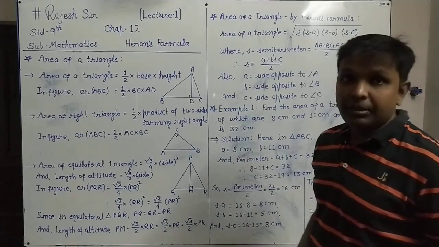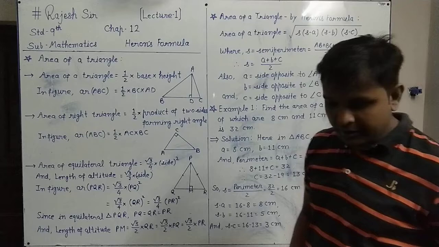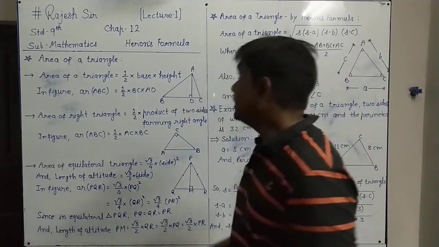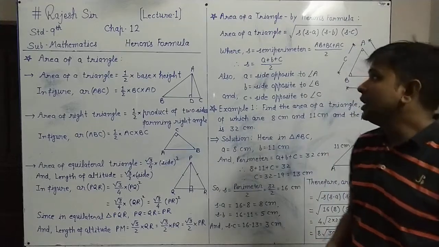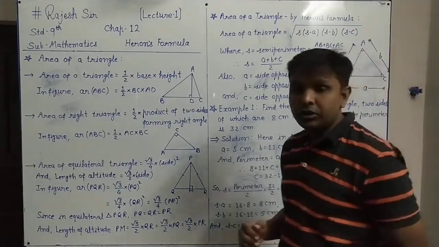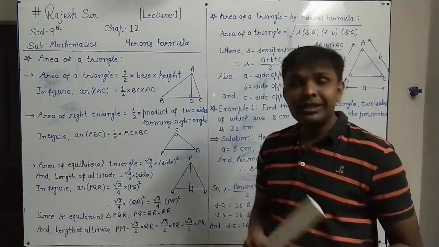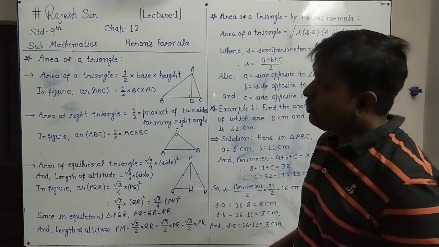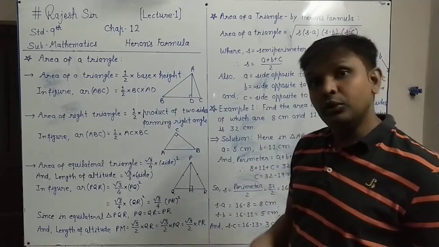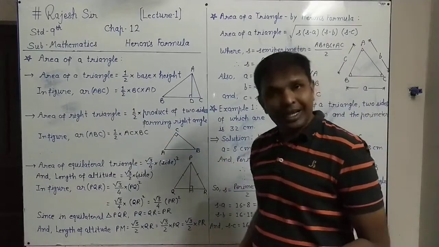Now we will see chapter number 12, that is Heron's formula. This is a very new chapter for you, and it's lecture number 1. You will understand what Heron's formula is. Heron's formula is actually to find the area of a triangle. So in this first lecture we will recall the area of a triangle that we already know. Already we know the formulas for areas of a triangle.